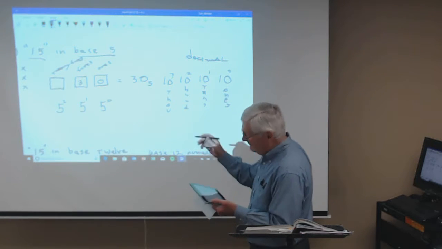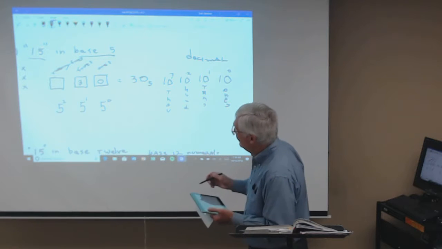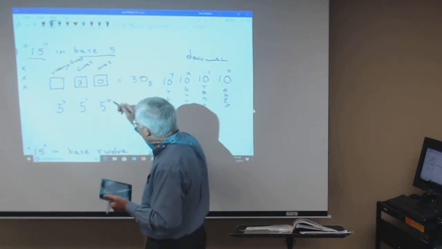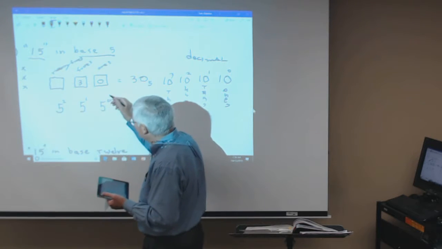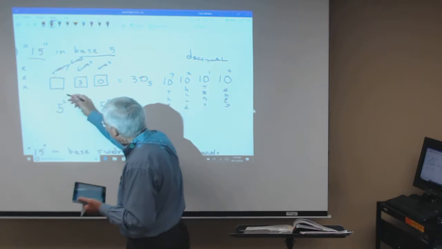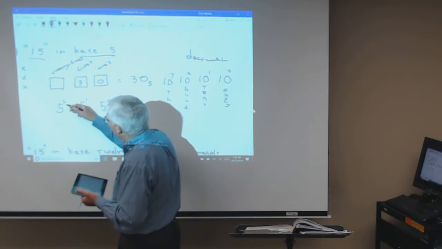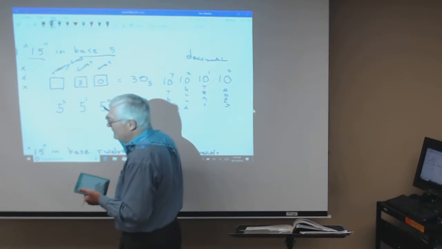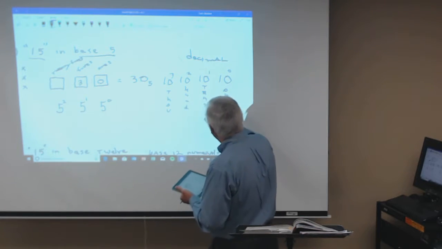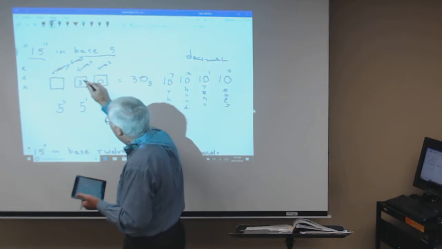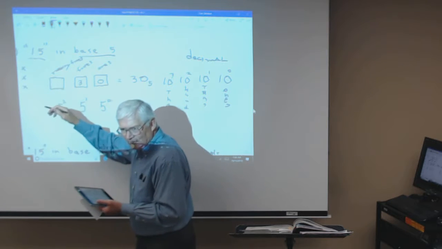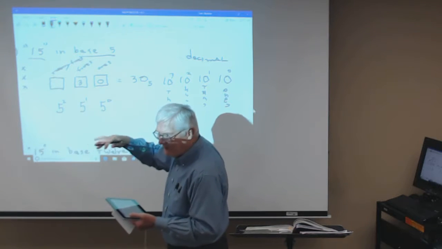And now we're taking 15 in the decimal system and putting it in base 5. So since the base is 10 for decimal, for base 5 it's 5 to the 0, 5 to the 1, and 5 squared. And of course 5 squared would be the 25's place. So instead of 1s, 10s, 100s, 1000s, we go 1s, 5s, and 25s. You follow where those words come from and how we get that?